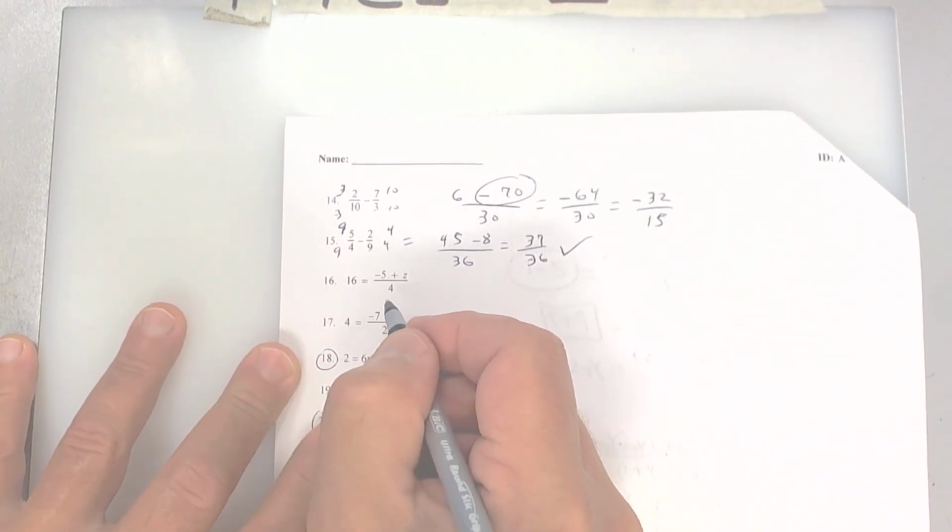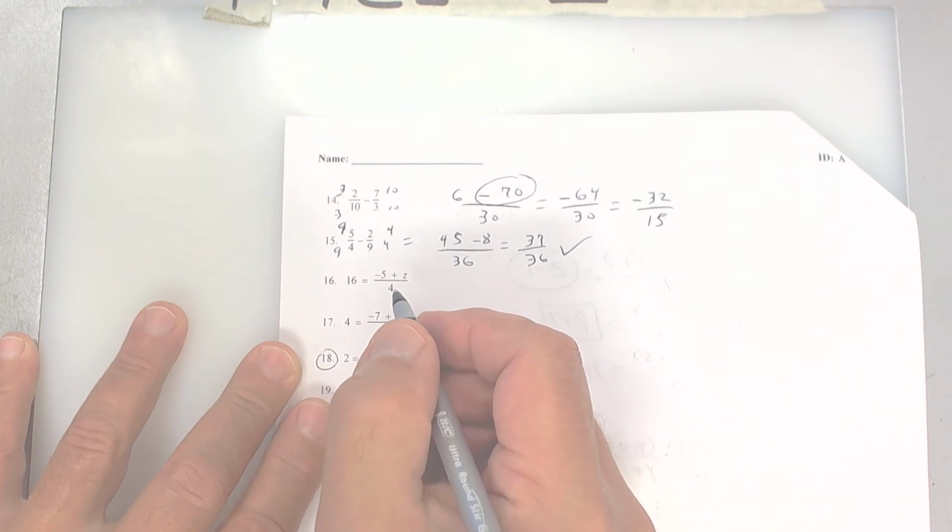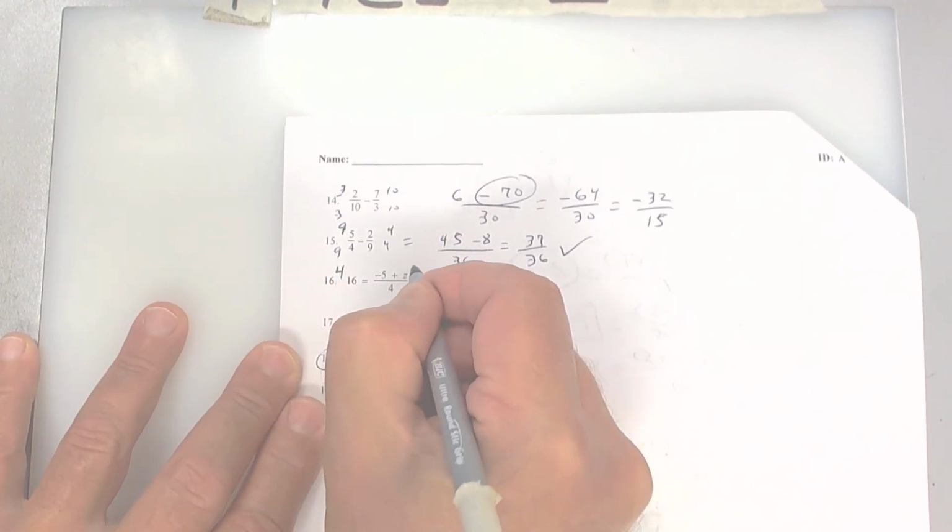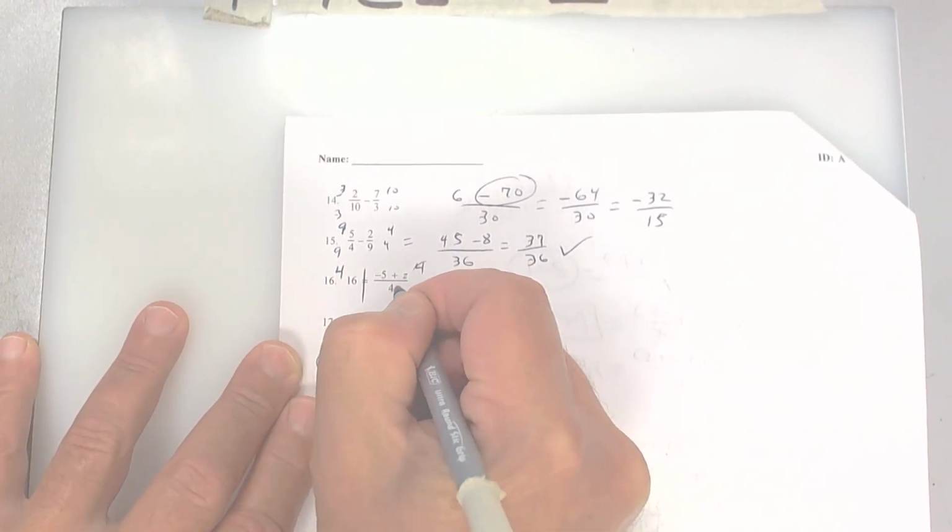This one right here is an equation, okay? So what you want to do is multiply by 4 to clear your denominator. So these 4's cancel.